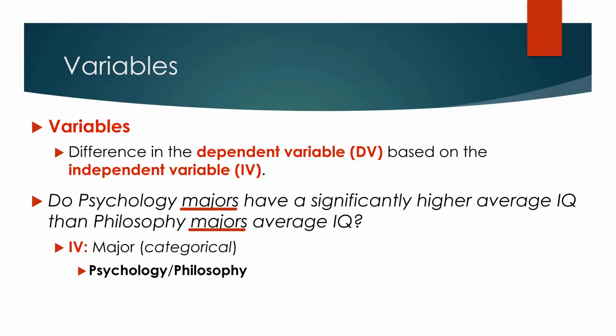Now, what is our dependent variable? What are we trying to see is different between our two groups of psych and philosophy majors? Well, that would be average IQ. Remember, the dependent variable is the thing that you are averaging. It is the thing that you are calculating something on. So in this case, it would be IQ scores, and it is continuous.